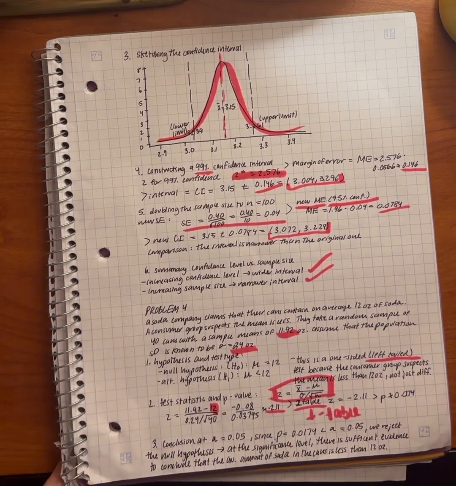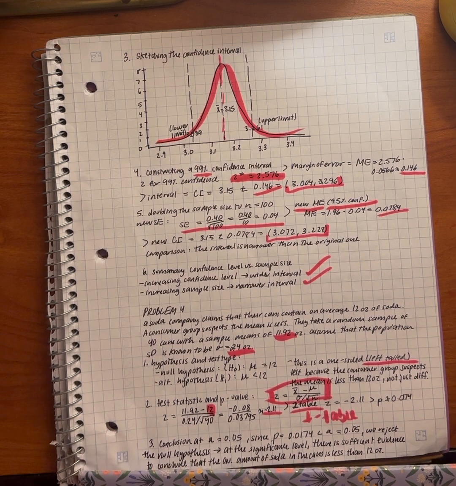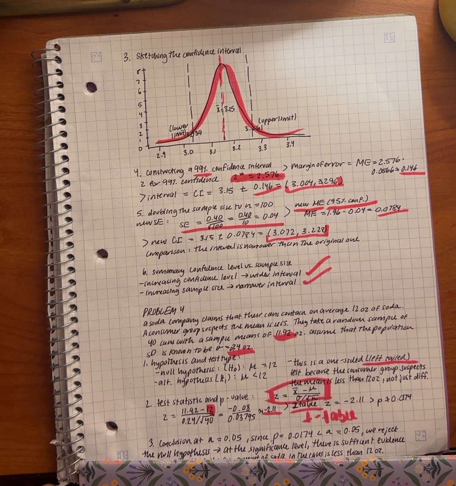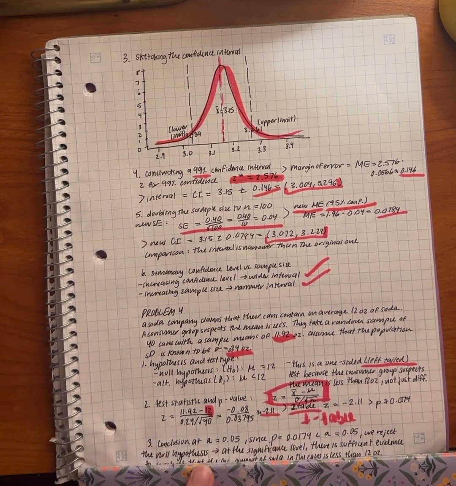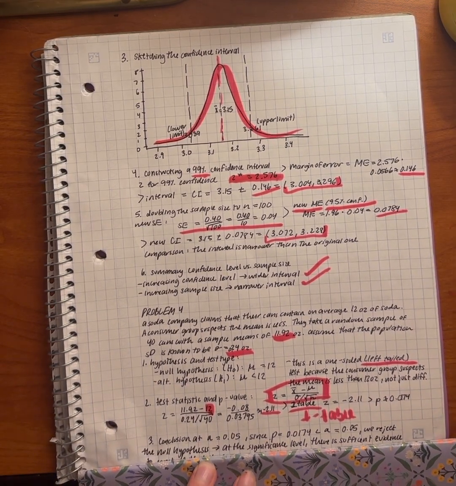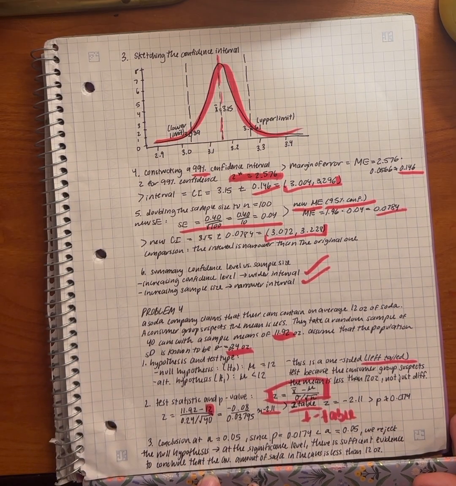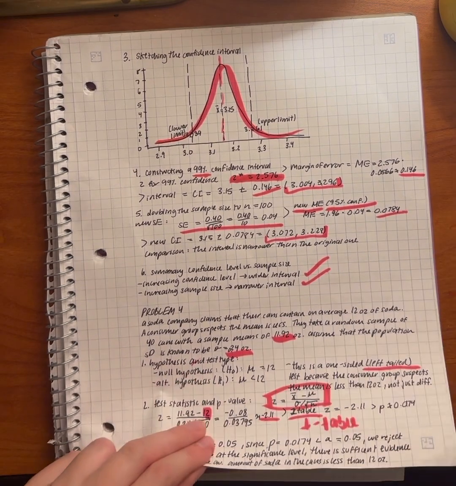Alrighty, number 3, conclusion at alpha equals 0.05. Since p equals 0.017, that means that alpha is greater than p. We reject the null hypothesis at the significance level. There is sufficient evidence to conclude that the average amount of soda in the cans is less than 12 ounces, obviously because of the data that we have found.